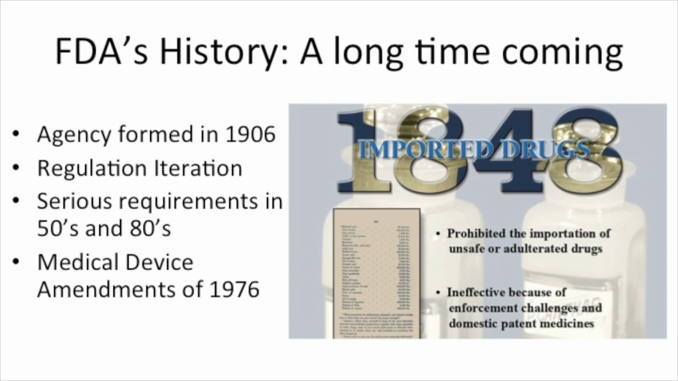Just a little background. Problems with importation and sale of unsafe drugs was very prevalent, and as early as 1848, the U.S. government passed various legislation to try to control things. But it was not until 1906 that legislation was actually passed to form the agency to deal with the problem. And from that, an endless series of additional legislation and regulations followed over the many subsequent years. Requirements got very technical and more scientifically based, starting in the 50s on into the 80s. And in 1976, an amendment was passed to the Food and Drug Act to include medical devices.